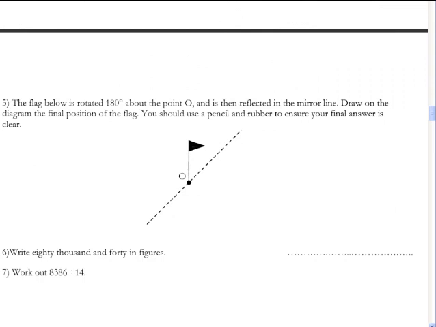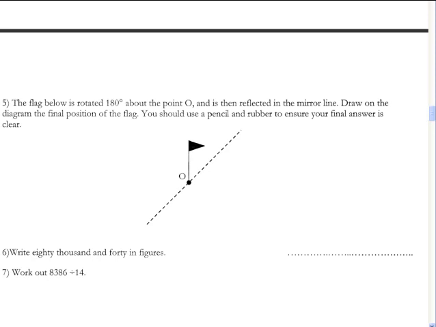Right, moving on swiftly to question 5. The flag below is rotated 180 degrees about the point O, which is usually known as the origin, and is then reflected in the mirror line. Draw on the diagram the final position of the flag. You should use pencil and rubber to ensure your final answer is clear. And these questions are quite common and easy. Once you get good practice in them, you're sure to get them right.